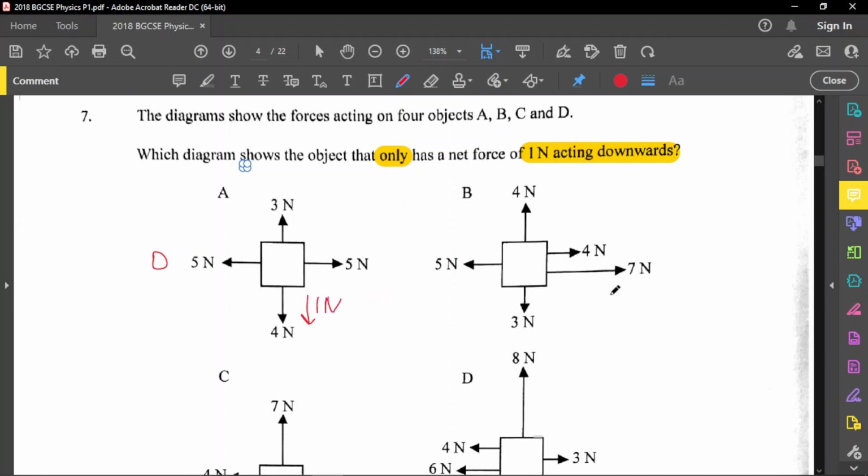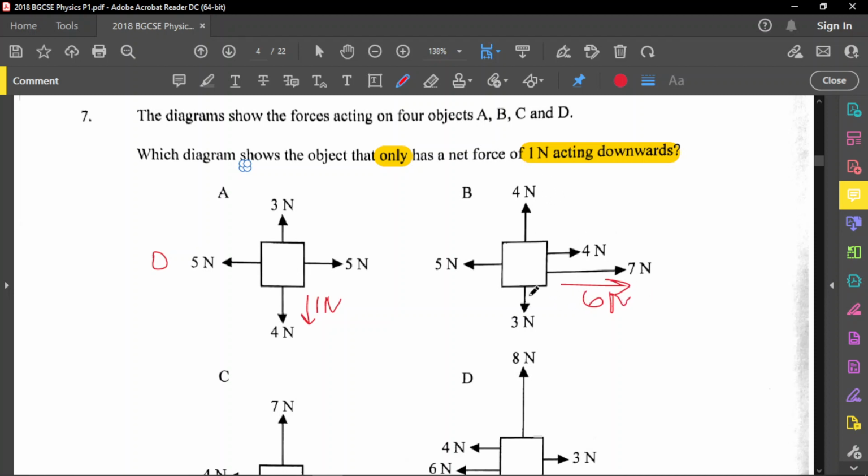But let's prove the others to make sure that they're incorrect for real. Let's look at the horizontal plane first. 5 newtons going towards the left and 4 and 7 newtons going towards the right. So 4 plus 7 is 11, and 5 going that way. If you subtract 5 from 11, you'll have 6 newtons going this way. So you know that is already wrong, because it should only be 1 Newton downwards. A net force of 6 newtons will go to the right.